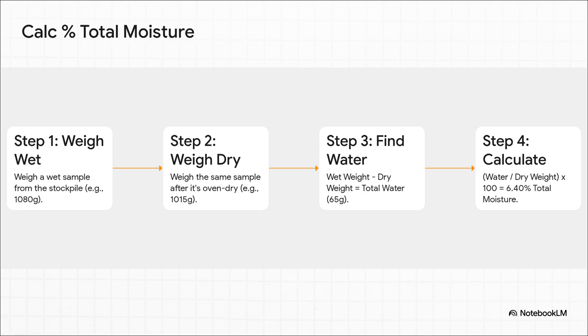Next, we need to find the total moisture in our stockpile right now as it sits. The process is almost exactly the same. You grab a wet sample from the bin, you weigh it, then you oven dry it. That weight difference is the total water. And again, you just divide that by the dry weight to get your total moisture percentage.